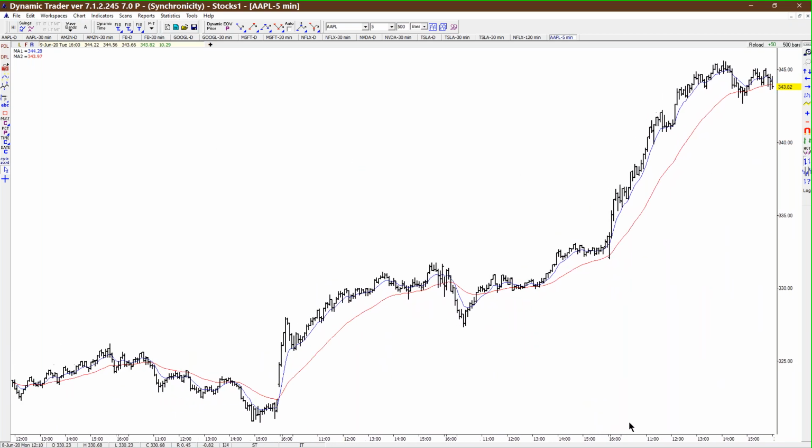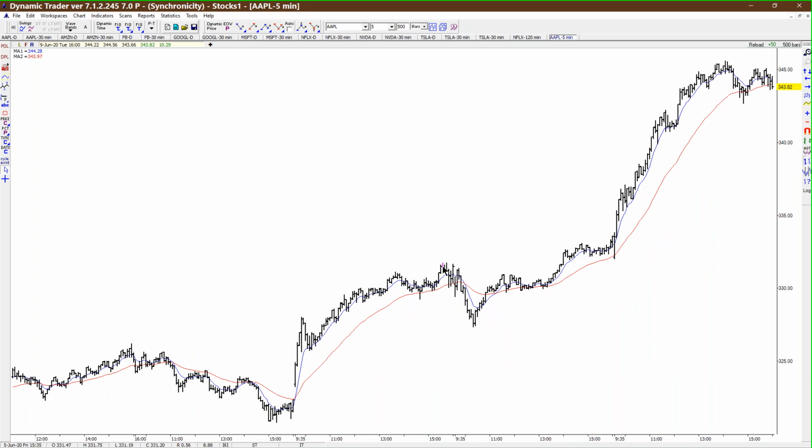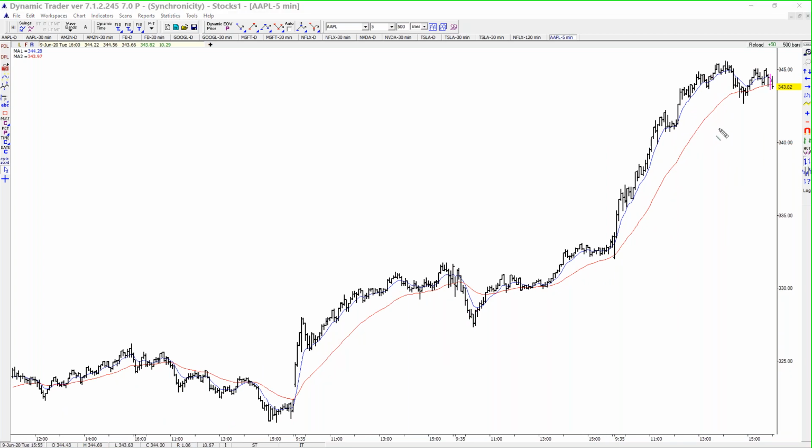Okay, so the first way would be using symmetry. The second way would be by just trailing it up, placing it under the prior swing low. Well, this one, that might have stopped you out if you would have used that one. This one's a little bit more obvious. You can have a stop underneath there.